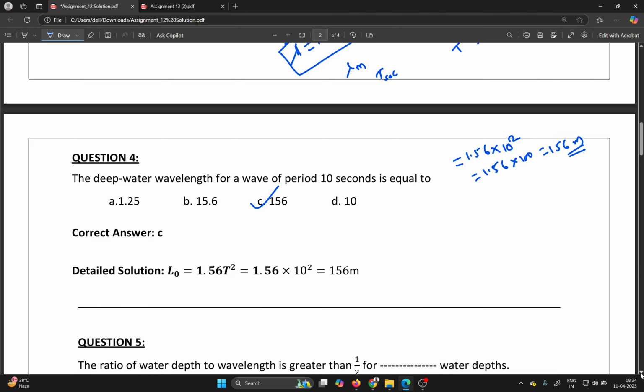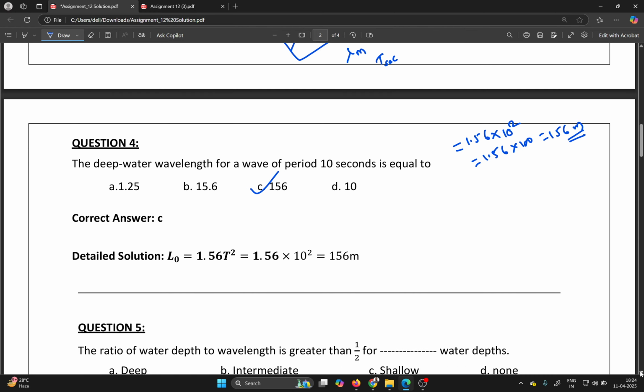The ratio of water depth to wavelength. Here, the ratio of water depth to wavelength greater than half, for which type of water depths? Here, you have to just think on that. The question is the ratio of... let me just show you the option.